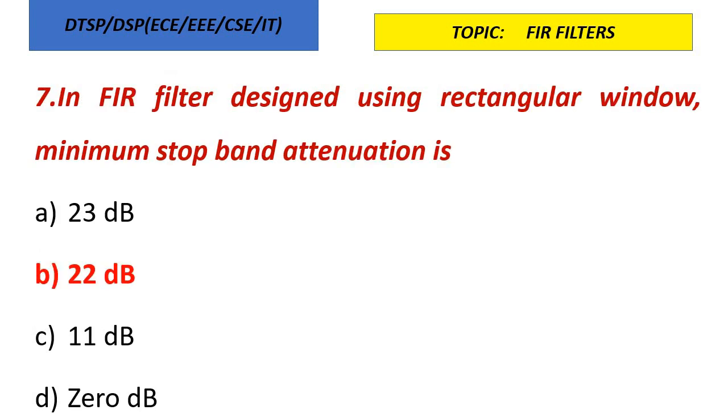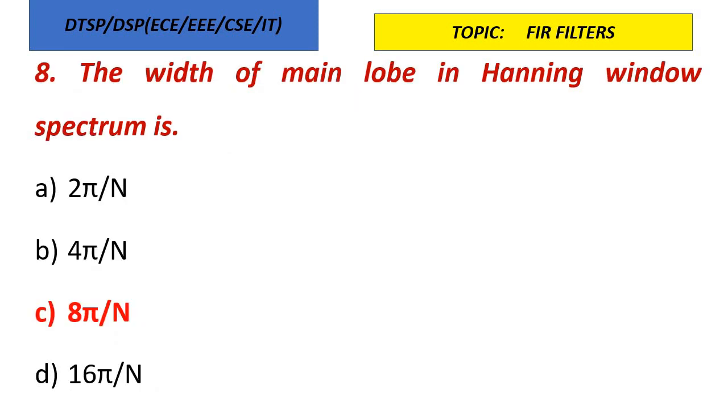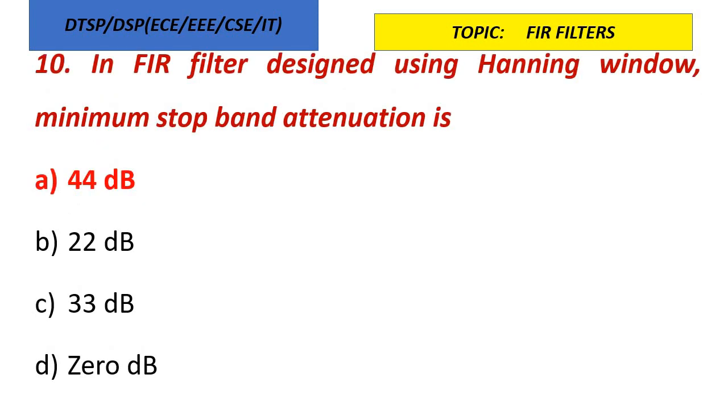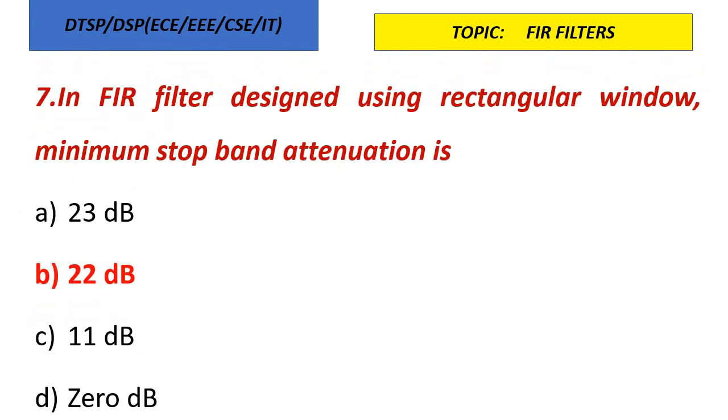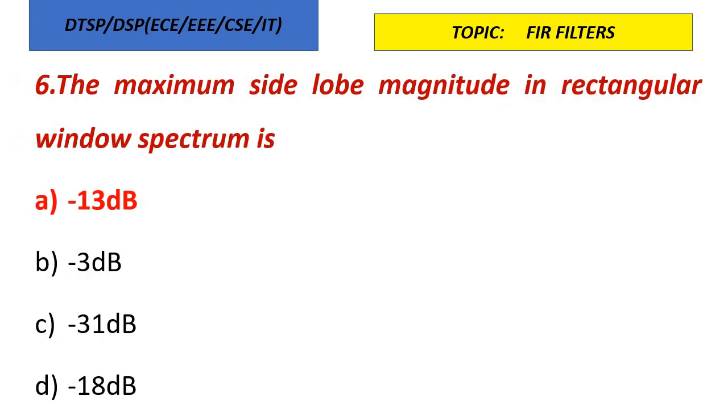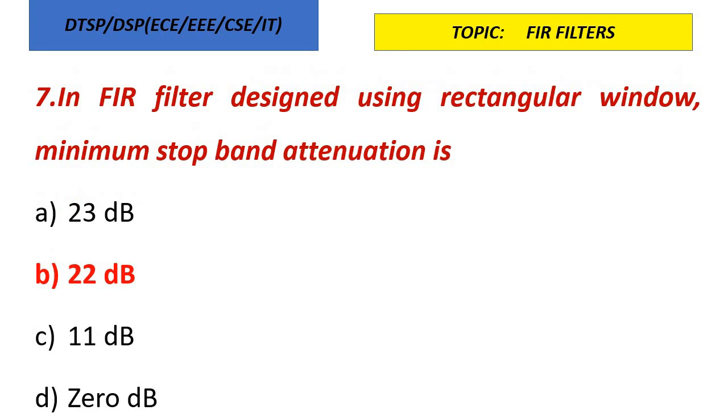In FIR filter designed using rectangular window, minimum stop band attenuation value is asked here. It is 22 dB. In the previous questions we have discussed the rectangular window width and the side lobe level. For rectangular window, the width is 4 pi by N, the maximum side lobe magnitude is minus 13 dB and the minimum stop band attenuation is 22 dB. For a window, we should remember these three values.